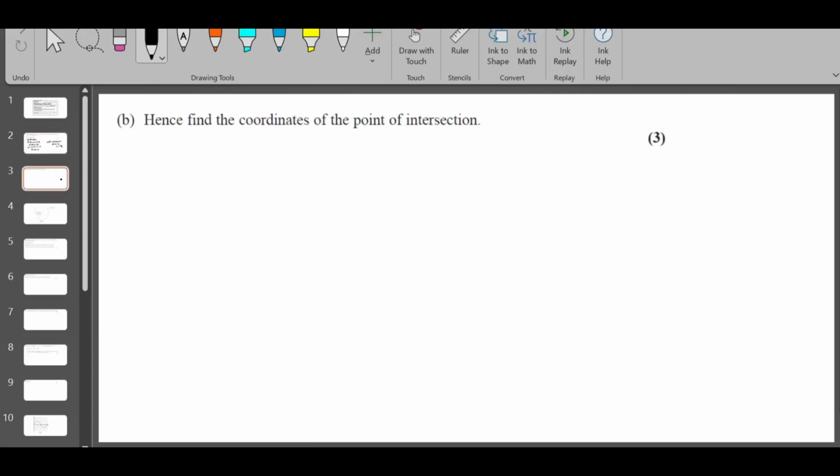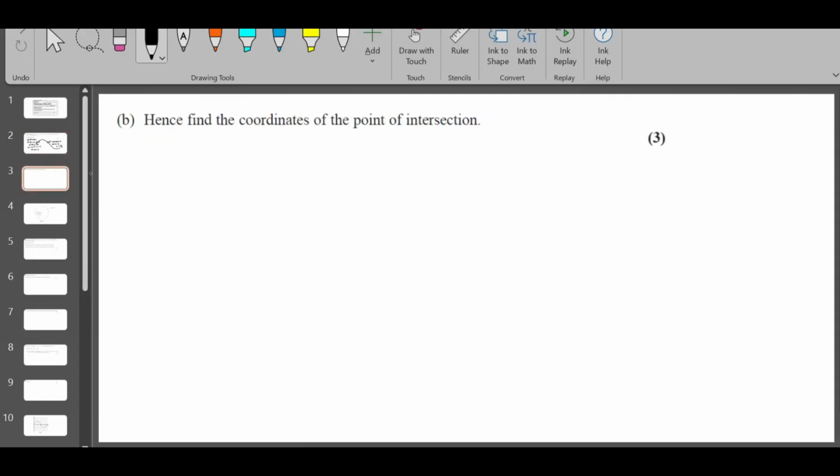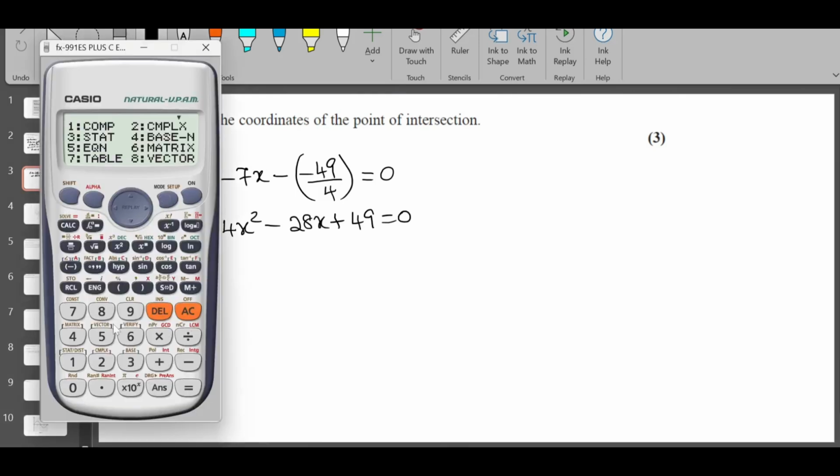Part B now. Hence find the coordinates of the point of intersection. Now we need to sub in the value of c in here and then solve the equation. So x square minus 7x minus c. c has a negative sign also. Multiply throughout by 4, you will get 4x square minus 28x plus 49 is 0, which is a quadratic. Solve the quadratic equation.